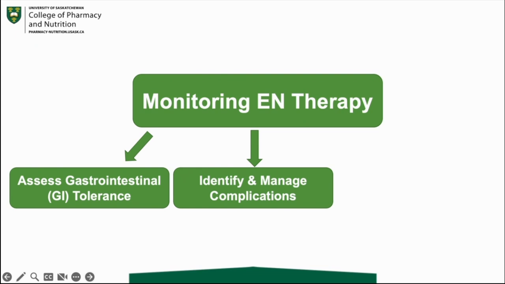Simultaneously, we also want to identify and manage non-GI related complications that can be associated with EN. These complications can broadly be grouped into the following categories: metabolic, pulmonary, hydration, and tube-related, each of which we will also discuss in more detail.